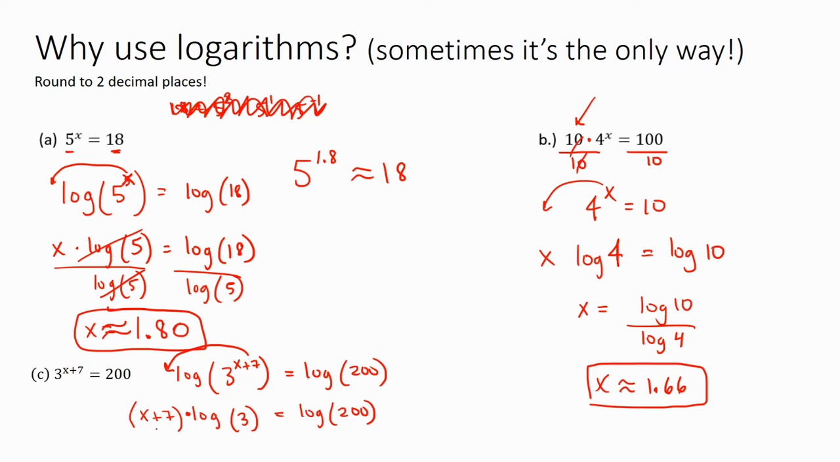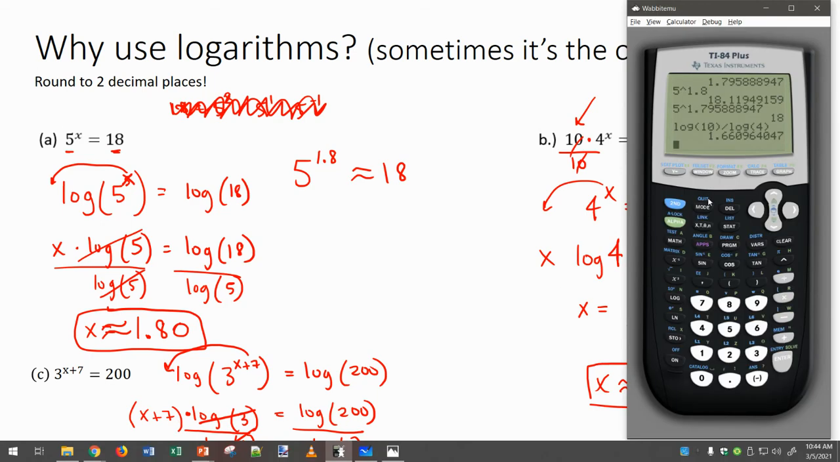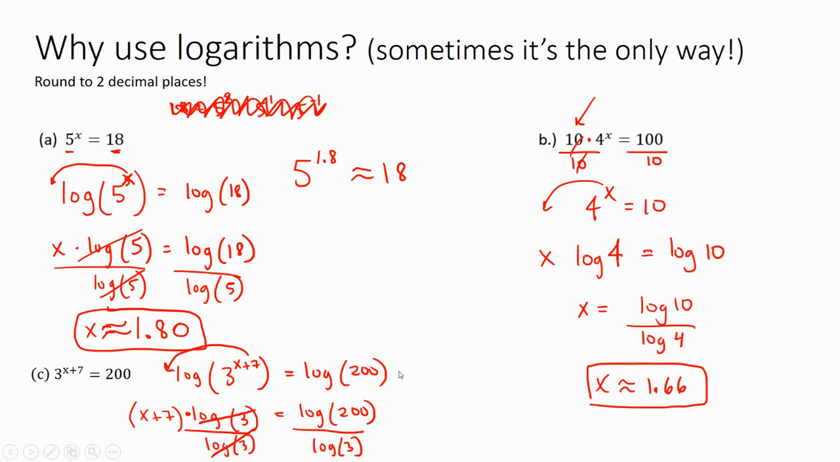So now, again, I'm just going to divide by log 3 just like we did before, but there's an extra step at the end. This part cancels out, but I still have x plus 7. Now I'm going to go to my calculator and say log 200 divided by log 3. Keep that number there. Don't round it yet, because what am I going to do? I've got x plus 7 over here equals that number that I just got, 4.82. So I'm just going to write down approximately.